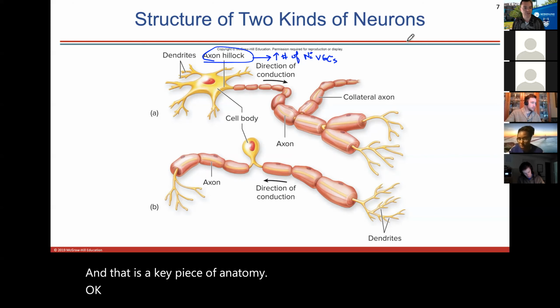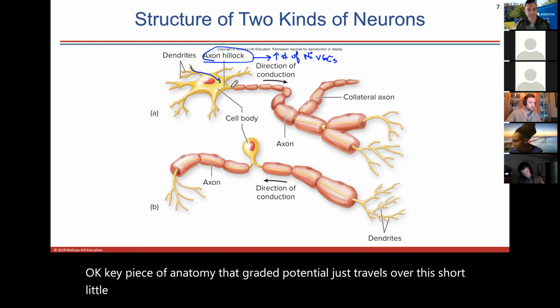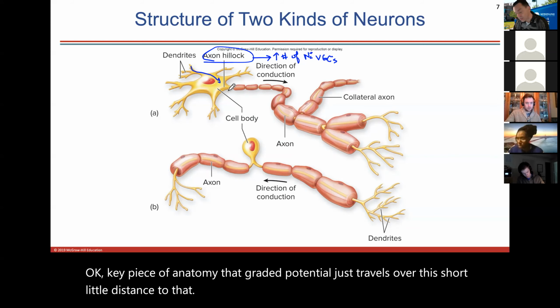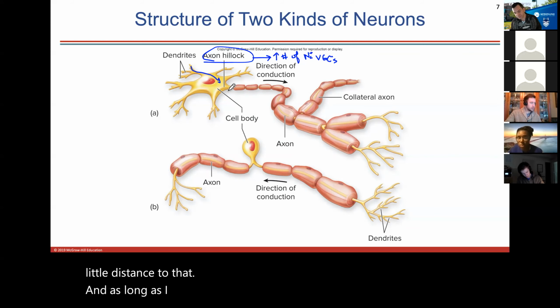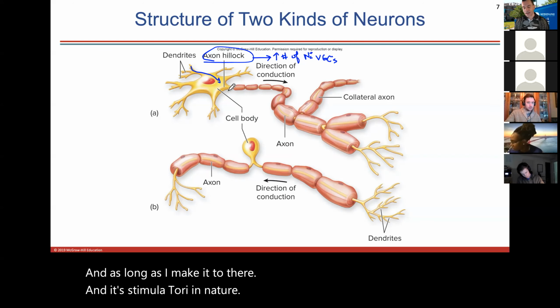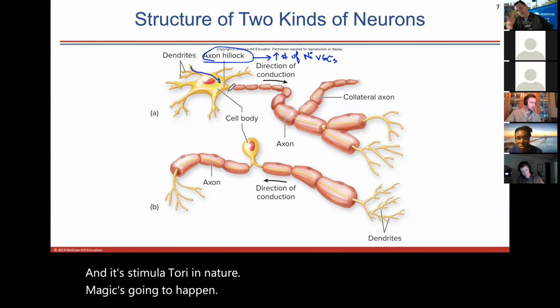That graded potential just travels over this short little distance to that. And as long as I make it there and it's stimulatory in nature, magic's going to happen, and I can have that electricity travel down that axon.